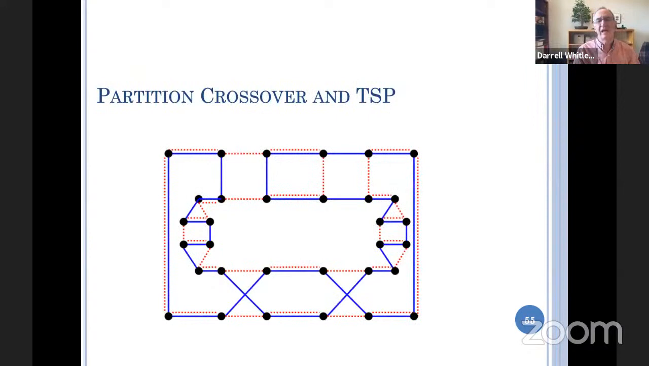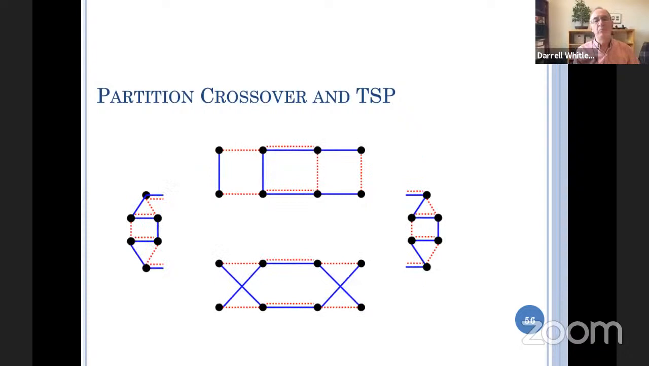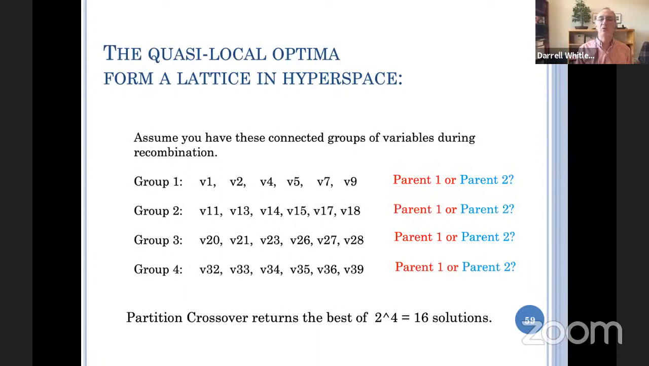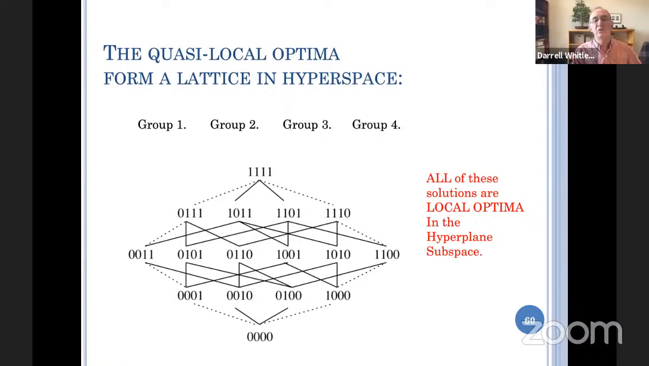Now I want to show you something else that's happening in this space. So here's a traveling salesman problem. It looks like a circuit. It can be broken into four pieces. I'm going to talk about these as groups of vertices: the first group, which has certain vertices, the second group, the third group, the fourth group. And the recombination just says, do I pick parent one or parent two, where parent one is red and parent two is blue? And of course, there are 16 possible solutions. But the thing I want to emphasize is that all of these solutions live in a lattice structure. We can think of the binary hypercube that describes which parent you're selecting from as creating this binary hypercube. But every point in this binary hypercube is actually a local optimum in the hyperplane subspace that we've been talking about. So there are a lot more points here than you might realize.